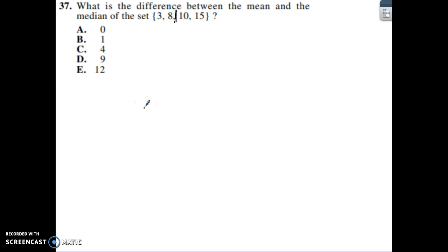Now, we're not allowed to use 8 or 10 as our middle there because it's actually between those. The way we do that is we're going to actually find the average of those two. So 8 plus 10 divided by 2 is going to give us 9. So our median is going to be 9.